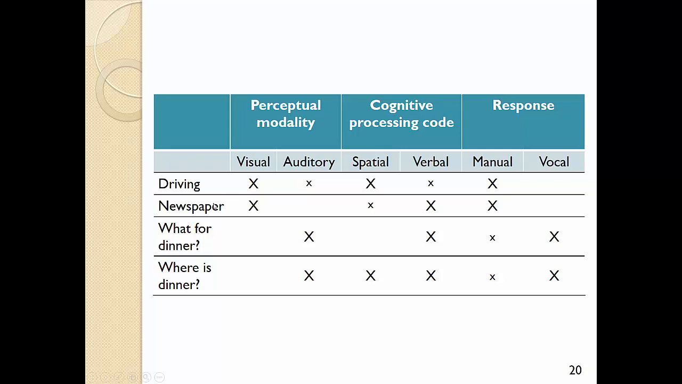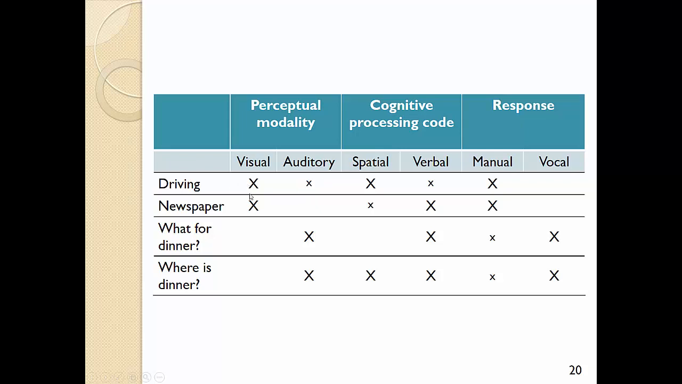And maybe a newspaper task is also visual, also a little bit spatial and a lot verbal, and also maybe if I'm holding a newspaper, it's manual. And talking on a cell phone is mostly listening, mostly speaking, so I'm creating verbal language and processing verbal language. But in one case, where is dinner, I am also requiring a spatial processing element.